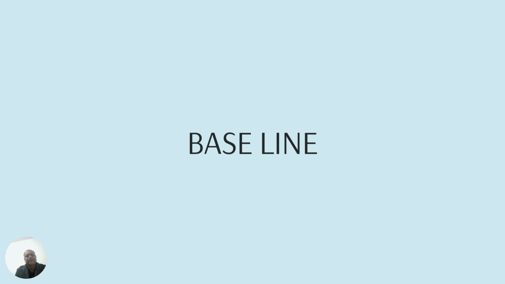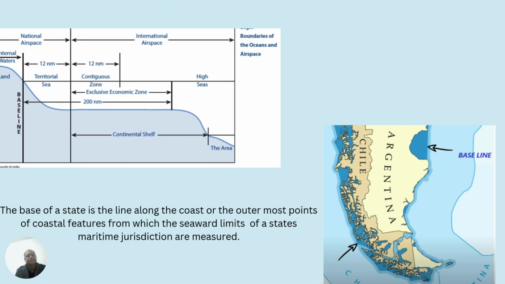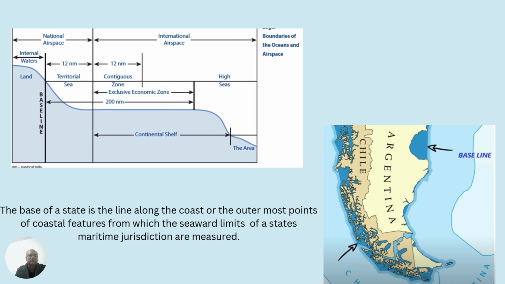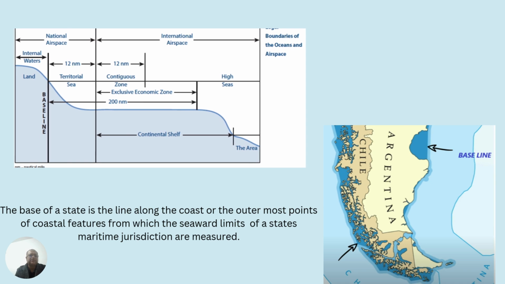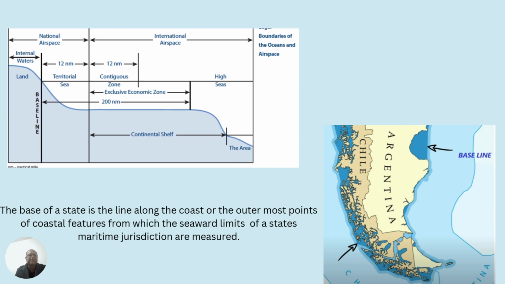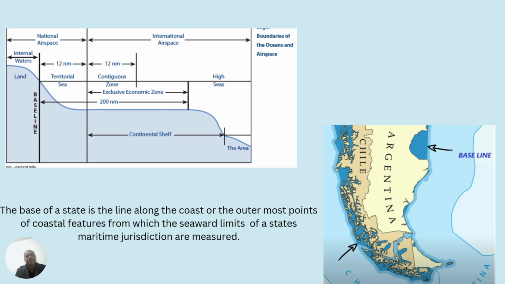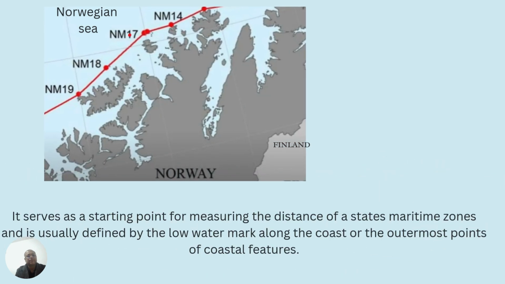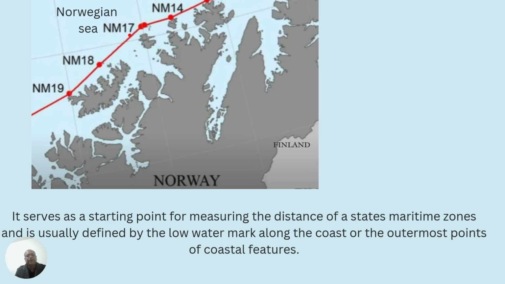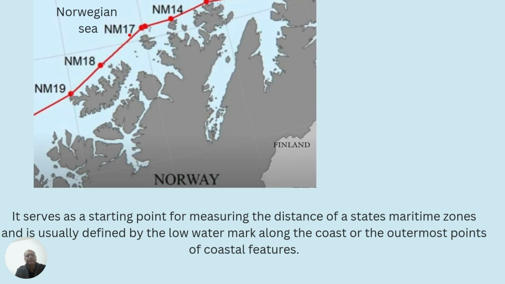What is the baseline? The baseline of a state is the line along the coast, or the outermost points of coastal features, from which the seaward limits of a state's maritime jurisdictions are measured. It serves as a starting point for measuring the distance of a state's maritime zones and is usually defined by the low water mark along the coast or the outermost points of the coastal features.